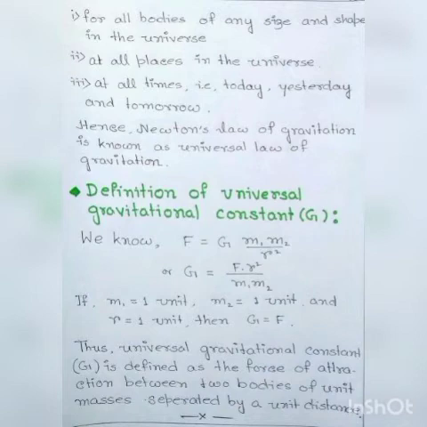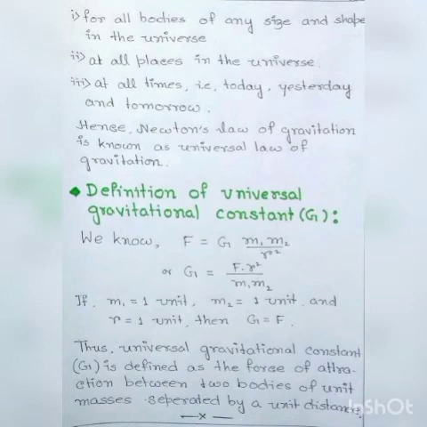Number 2, at all places in the universe. Means whatever be the position of the objects in this universe, gravitational force will be applicable for them. Number 3, at all times, that is today, yesterday and tomorrow, whenever you want to consider, always gravitational force will be applicable in the same manner for all objects. Hence, Newton's law of gravitation is known as the universal law of gravitation.